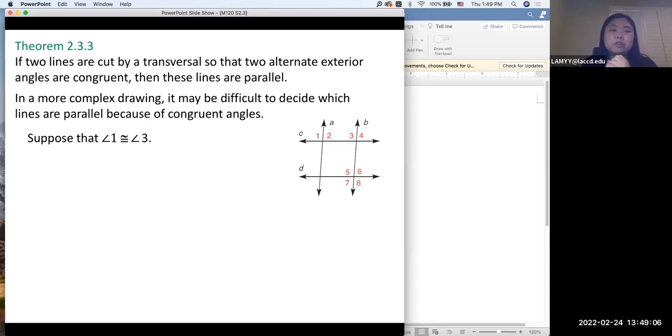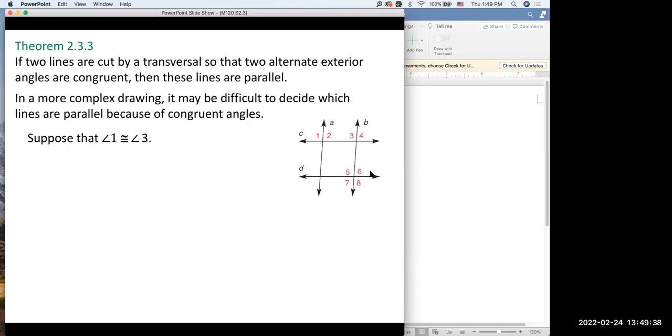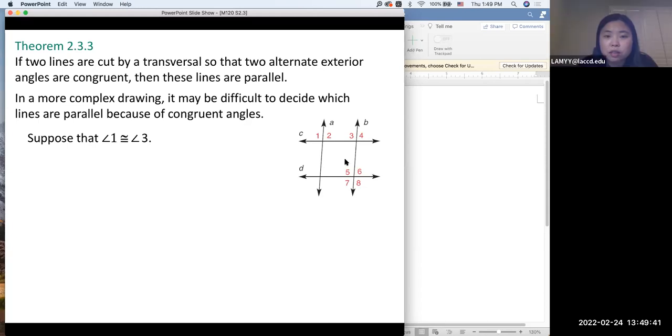Another theorem. If two lines are cut by a transversal so that two alternate exterior angles are congruent, so exterior alternate angles are congruent. This is talking about which angles? 1 and 6, right? In here. Alternate interior angles. So 1 and 6 will be the alternate interior angles. And if these two angles are congruent, then these two lines are parallel. Okay, so this is kind of like the if and only if theorem.